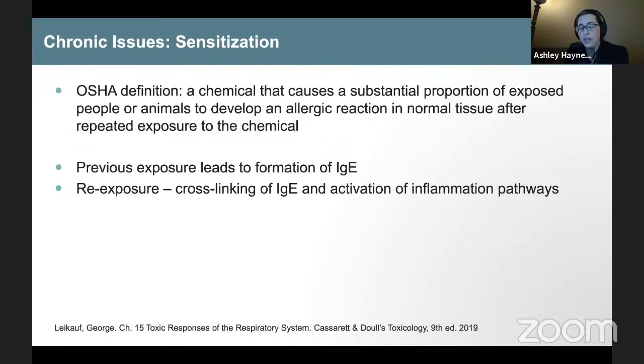So there are some chronic issues that occur with re-exposures. Sensitization is one of the major ones we think of associated with quaternary ammonium compounds. OSHA defines this as basically when you have re-exposure of people or animals to a compound that causes a development of an allergic reaction in normal tissue on re-exposure. Typically what we think happens is that a previous exposure leads to the formation of IgE, and then when you're re-exposed, you cross-link that IgE and activate inflammatory pathways, which includes activation of lymphocytes, eosinophils, release of cytokines, chemokines, histamine, and so forth. And these can lead to further reactions.